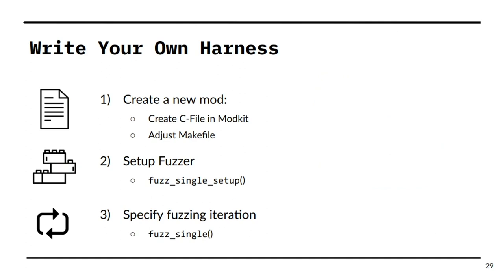So let's put this a little bit more into practice and look into how we would write our own harness, or our own fuzz task, for a protocol of our choice. In this example, we will walk slowly through our CC fuzzer. For creating your own harness, so call control, what we just saw before, one would first create a new mod for the ModKit, set up the fuzzer using a special fuzz single setup function, and specify what needs to be done during each fuzzing iteration. So for each fuzzing test case we get out of AFL++.